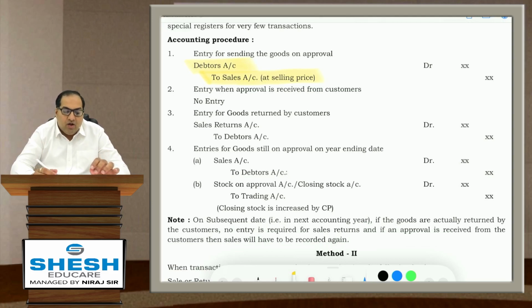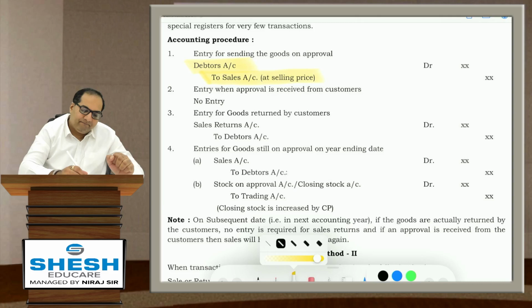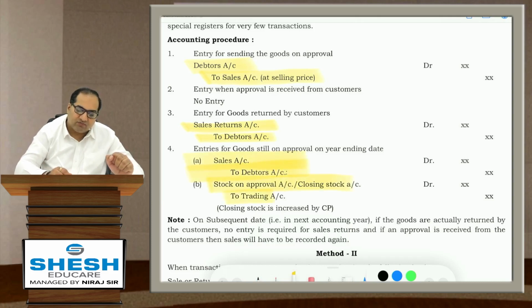In fact, on the subsequent date, I am underlining this. If goods are returned, then sales return to debtors. If no reply came, we'll reverse the sales and we add it to closing stock at cost price.